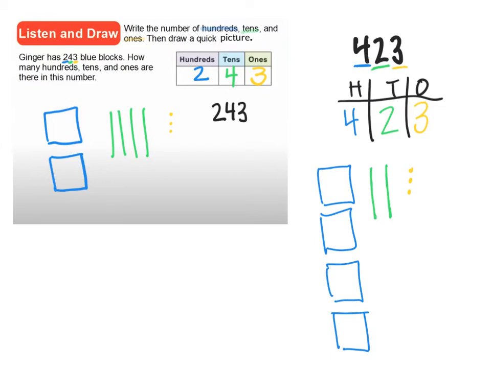So we switched the hundreds and the tens place. How are these two numbers different now? We now have more hundreds in 423, but we have more tens in 243. What's the same? They both have 3 ones.